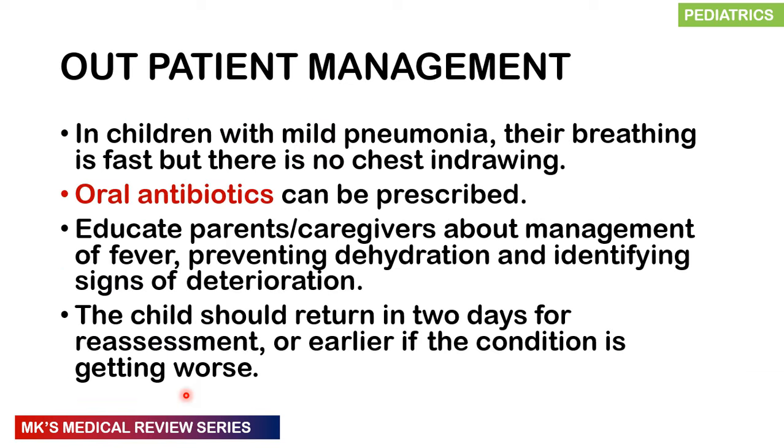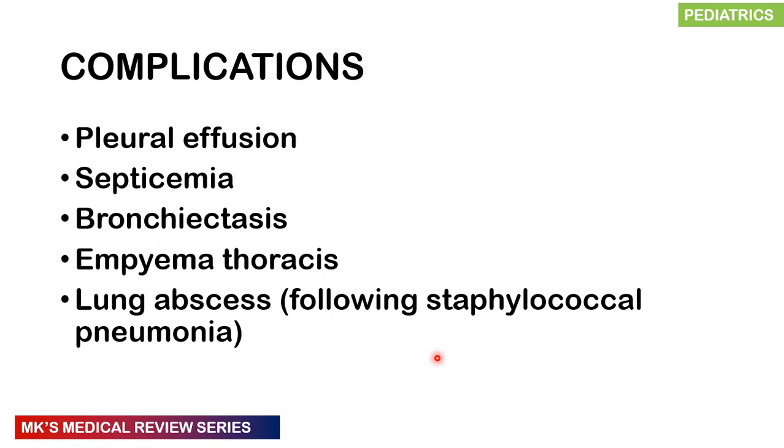For some patients that come in with mild pneumonias and they just have fast breathing, with no chest indrawings, you can give them oral antibiotics. That's our amoxicillin, which we talked about earlier on. We want to educate the parents or the caregiver about the management of the fever, the prevention of dehydration, as well as identifying signs of deterioration and when to come back. Generally, they should return in about 2 days for a reassessment, or earlier if the condition is getting worse. What are some of the complications? They include pleural effusions, septicemia, bronchiectasis, empyema thoracis, which may need an ICD, as well as lung abscess. This often follows staphylococcal pneumonia.